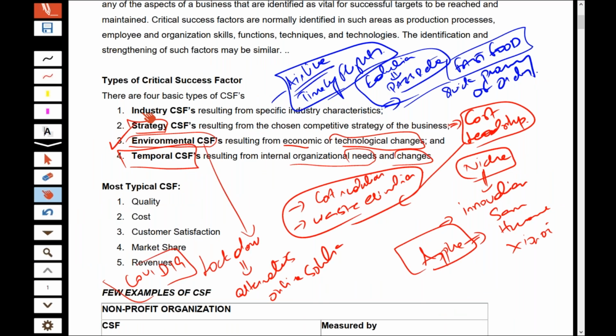And what are these things? These things could be through the industry in which you are operating. These could be because of the strategy that your business is pursuing. These could be because of the operating environment of your entity. And these could be because of the temporal factors which are having an impact on the entity. So all of these could lead to an entity having a different set of critical success factors.